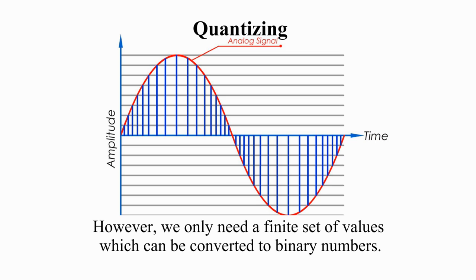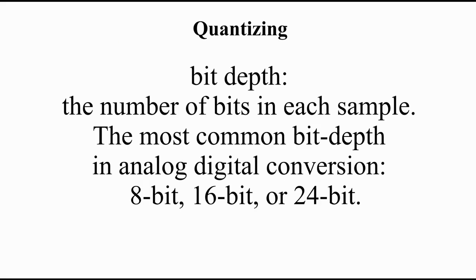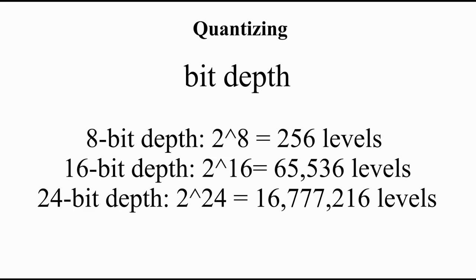However, we only need a finite set of values which can be converted to binary numbers. Quantizing process exactly serves this purpose, but how? Here I want to introduce a new term, bit depth. Bit depth means the number of bits in each sample. The most common bit depths in analog to digital conversion are 8-bit, 16-bit, or 24-bit.